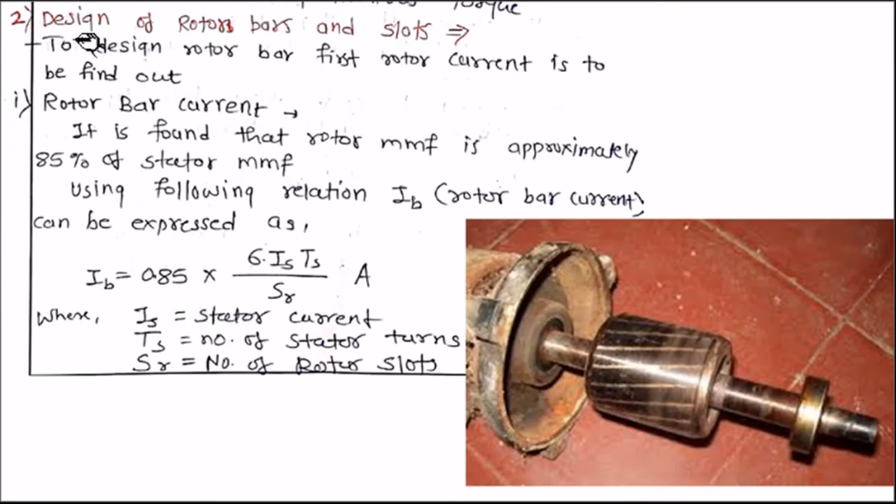Now second one, design of rotor bars and slots. Now here this is a practical squirrel cage rotor. So as you can see here, these are some rotor copper bars which are skewed at some angle. As you can see, they are not parallel to the shaft. So here they are skewed at some angle, and this is nothing but your end rings. They are shorted at the end rings.